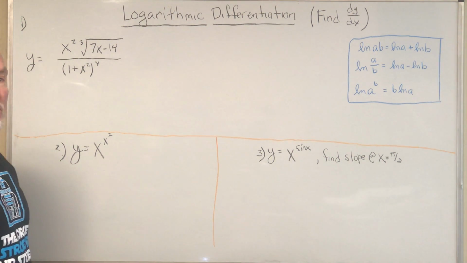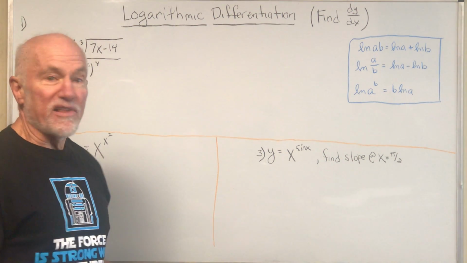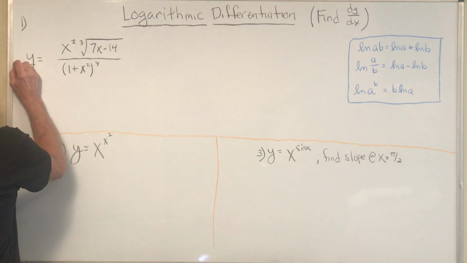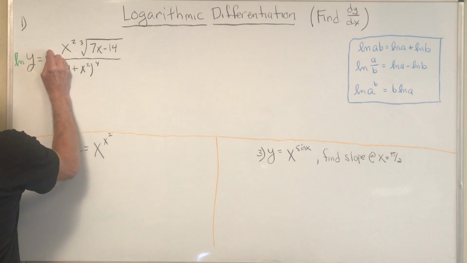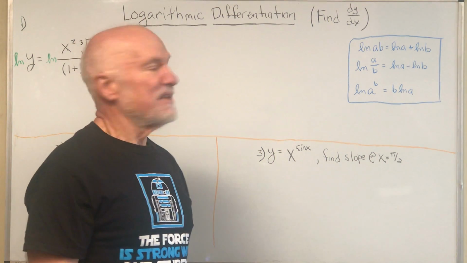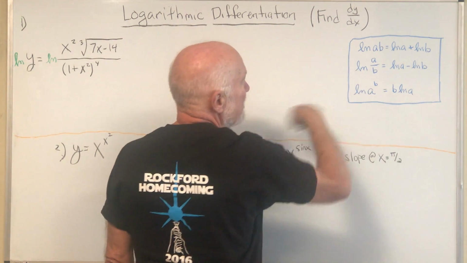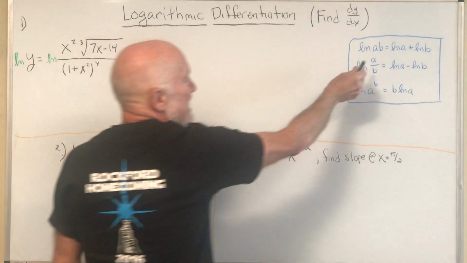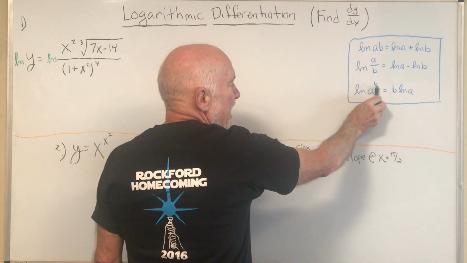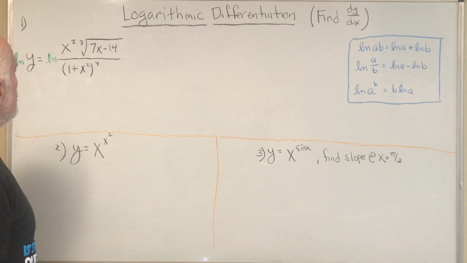And we're going to do something that's a little bit counterintuitive. You would think we would want to differentiate this explicitly. It's already solved for y. But we're going to take the natural log of both sides. And now we're going to do it implicitly. And the reason we're going to do that is we're going to take advantage of these nice properties of logarithms. They turn multiplication into addition, they turn division into subtraction, and they turn exponentiation into multiplication. All things that are easier to do derivatives with.